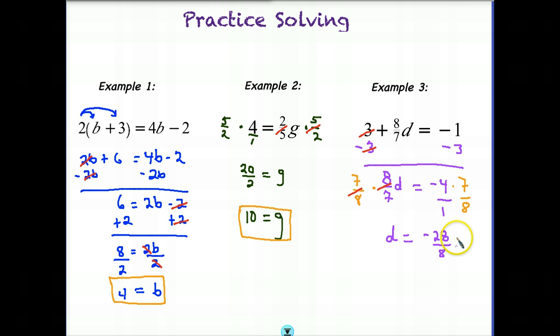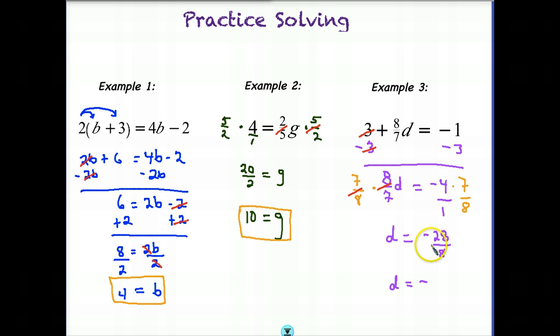Now we can't simplify this in the idea that 8 does not go into 28, but we can actually reduce this. So let's think about what goes into 28 and 8. 4 goes into negative 28. 4 also goes into 8. 4 goes into 28.